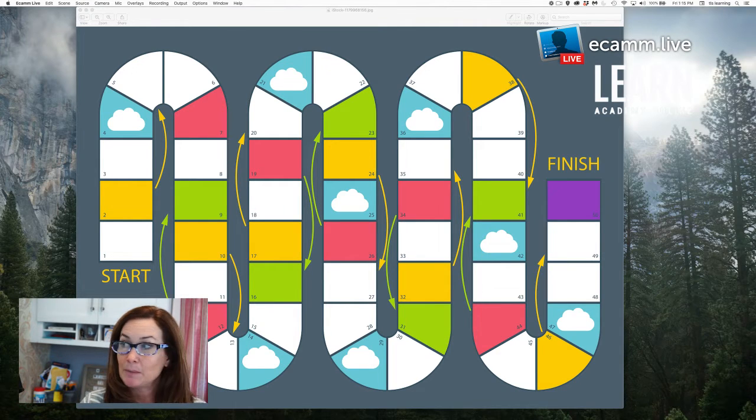So a couple of different examples of gamification. I've mentioned badges already. I've mentioned points. You could do participation points if you are more concerned about collaboration versus competition.